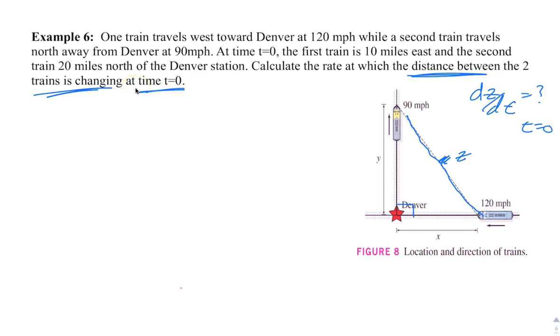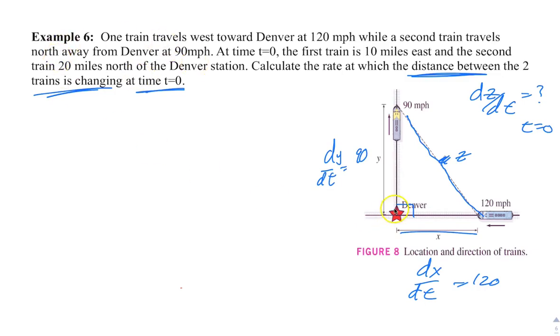It's a little right angle. Right? And then let's see what else they tell us. The train traveling west is going at 120 miles per hour. Well, that's the rate of it, right? And if this guy is x, that's dx/dt equals 120 miles per hour. And then this one going north at 90 miles per hour. So this guy right here, dy/dt, is 90 miles per hour.